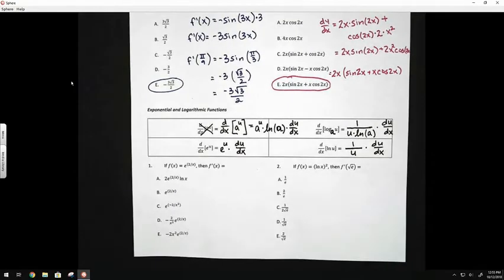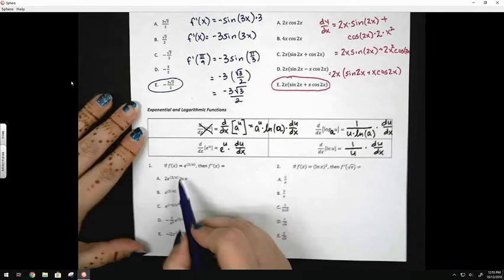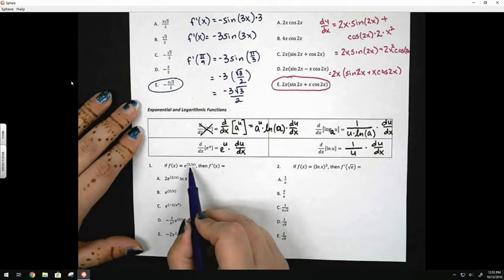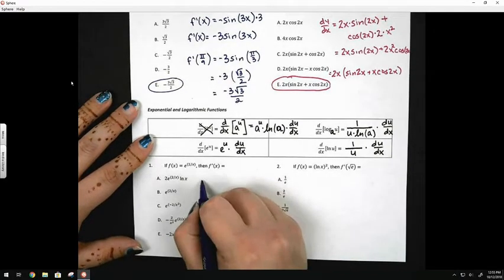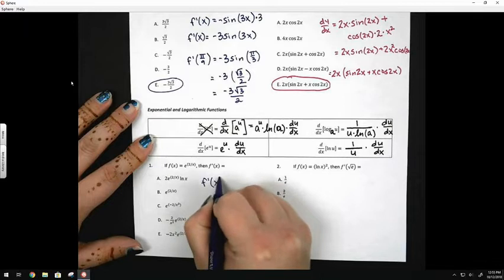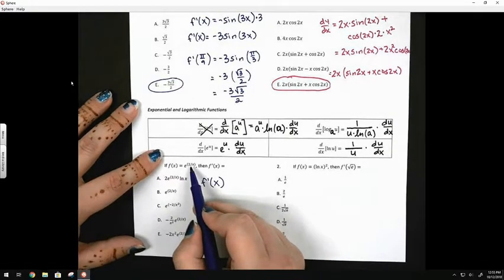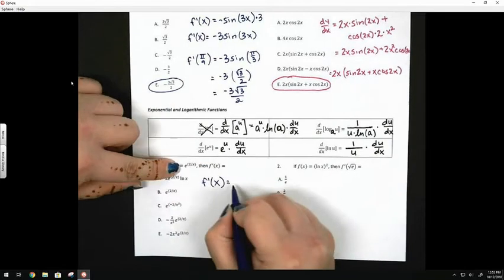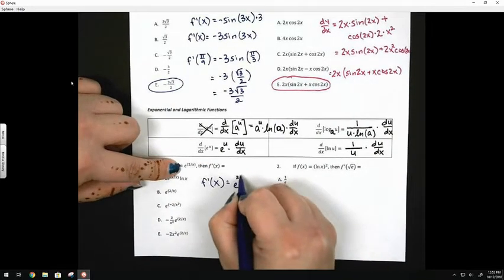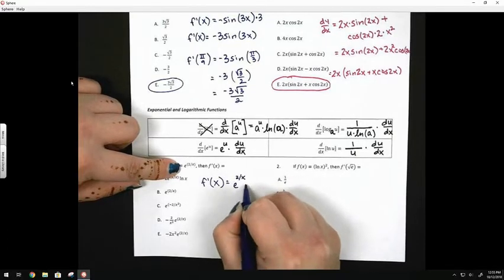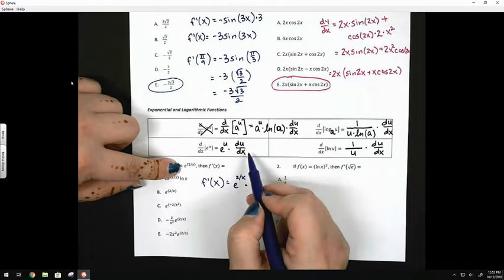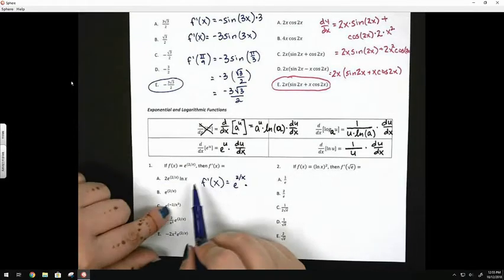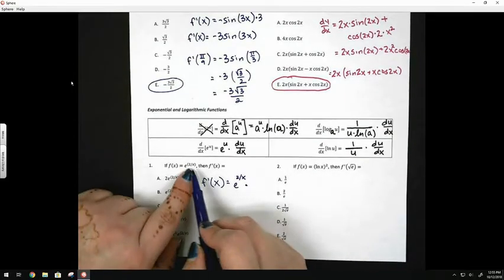So, for question 1, f of x is e to the 2 over x. So f prime of x, well, if I have e to some power, my derivative is the original function. So that means e to the power of 2 over x, and then times du/dx. So I want the derivative of whatever my exponent is. So I want the derivative of 2 over x.